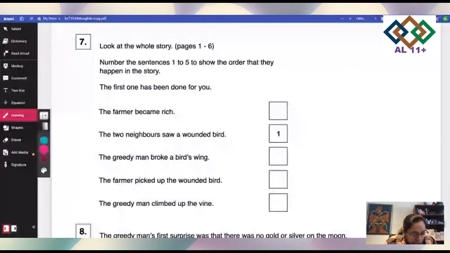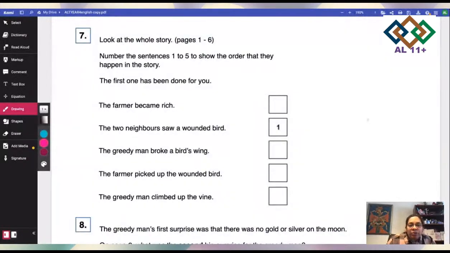The farmer became rich. So, which one do you think this is? You didn't read it? If you have not read the comprehension, it is there in the 11 plus ALT group, or you could see the comprehension in the YouTube live video. It's in the description. So I will put the numbers and see if you did it. The farmer became rich. That would be number 3. Let me put the numbers, then I'll tell you guys.